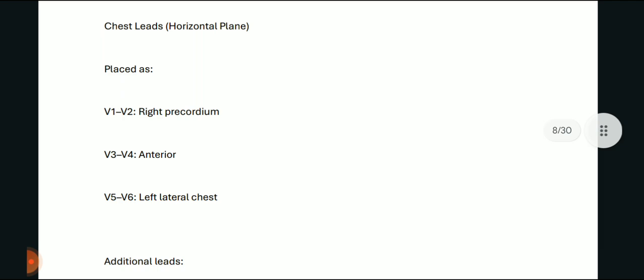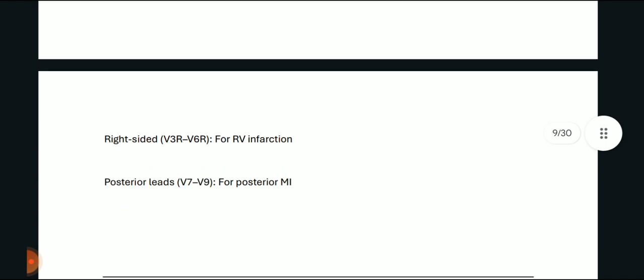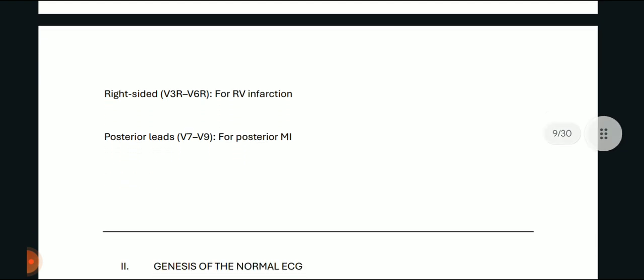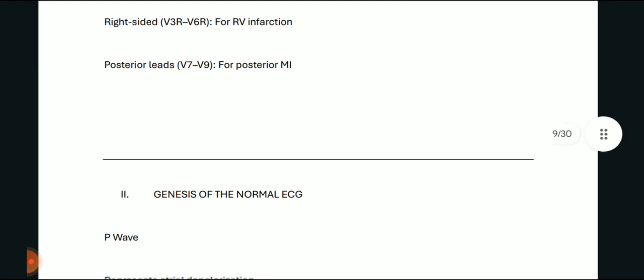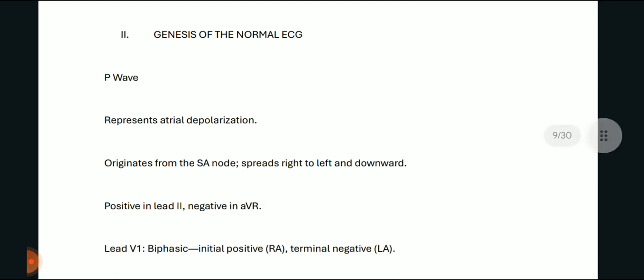Now coming to the chest leads, horizontal plane, they are placed as V1, V2 in the right parasternal area, V3, V4 anterior, and V5, V6 left lateral chest. There can be some extra right-sided leads added, V3R to V6R, to check for right ventricular infarction. There can be some posterior leads added, V7 to V9, for posterior MI. So this was all the information about the types of leads and how they are added, chest leads, limb leads, paper speed, all that.